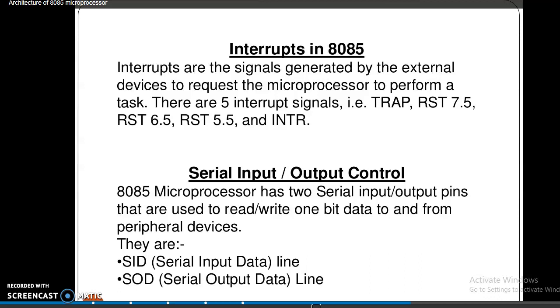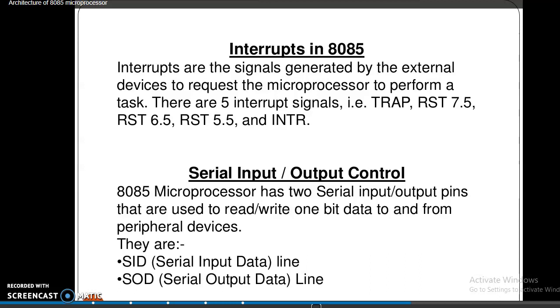Interrupts are the signals generated by the external devices to request the microprocessor to perform a task. There are 5 interrupt signals: TRAP, RST 7.5, RST 6.5, RST 5.5 and INTR. We will see in full detail what the interrupt signals are in another video.